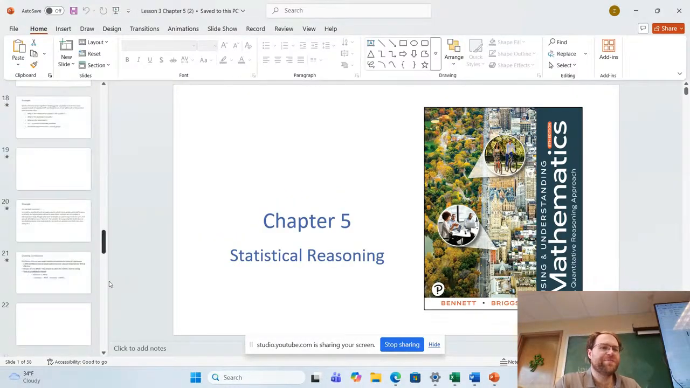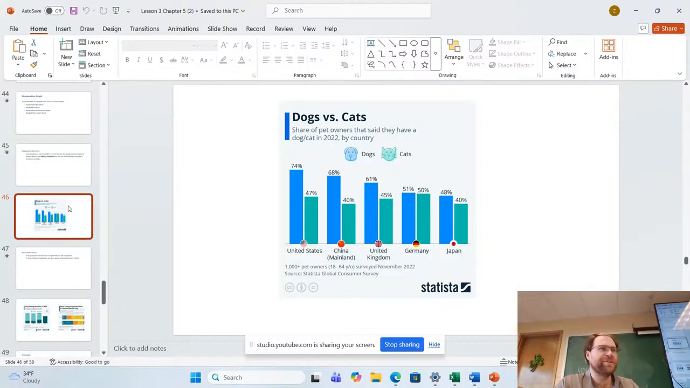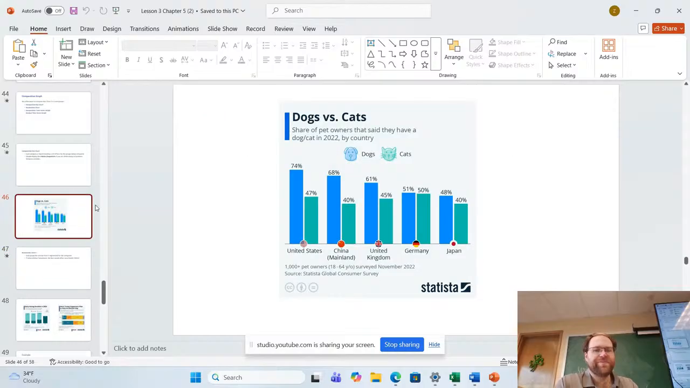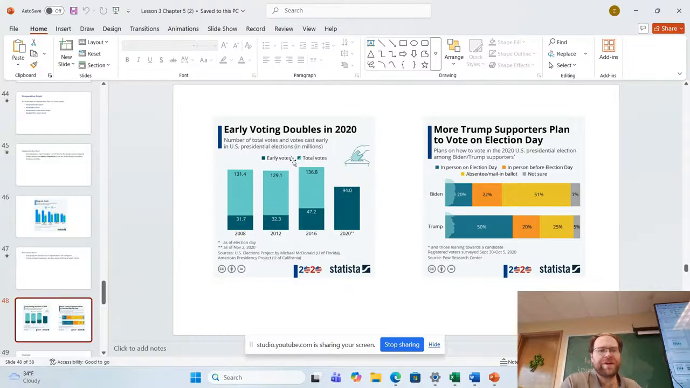All right, so going back to chapter 5, I believe we got to the point where we were talking about these graphs. We were talking about bar charts and how to read them, whether they're single or if they're stacked like this.